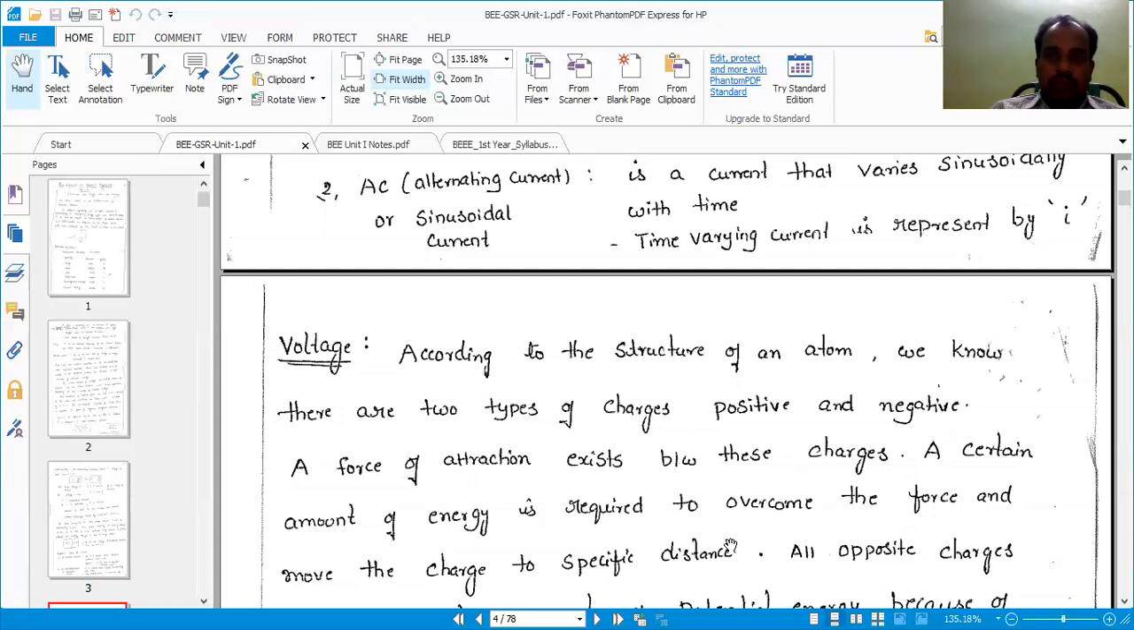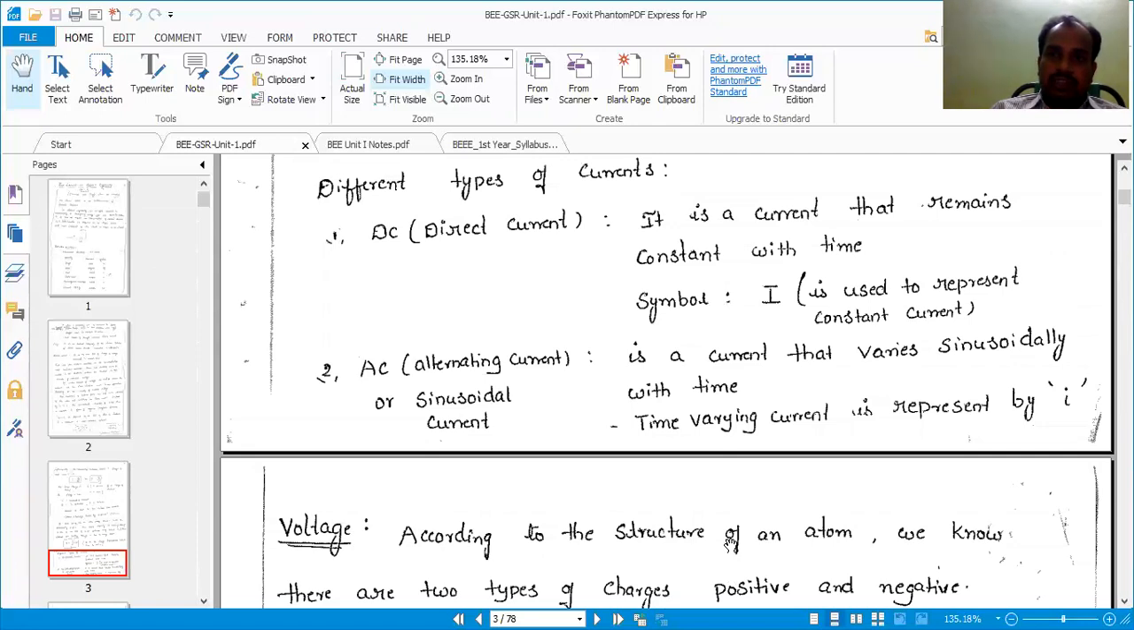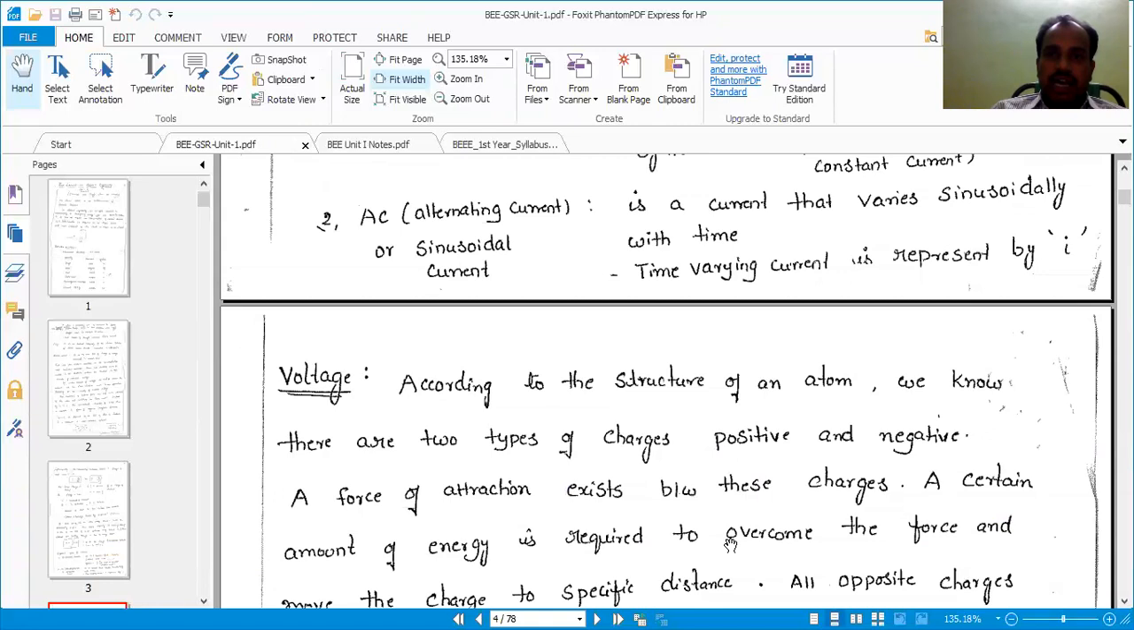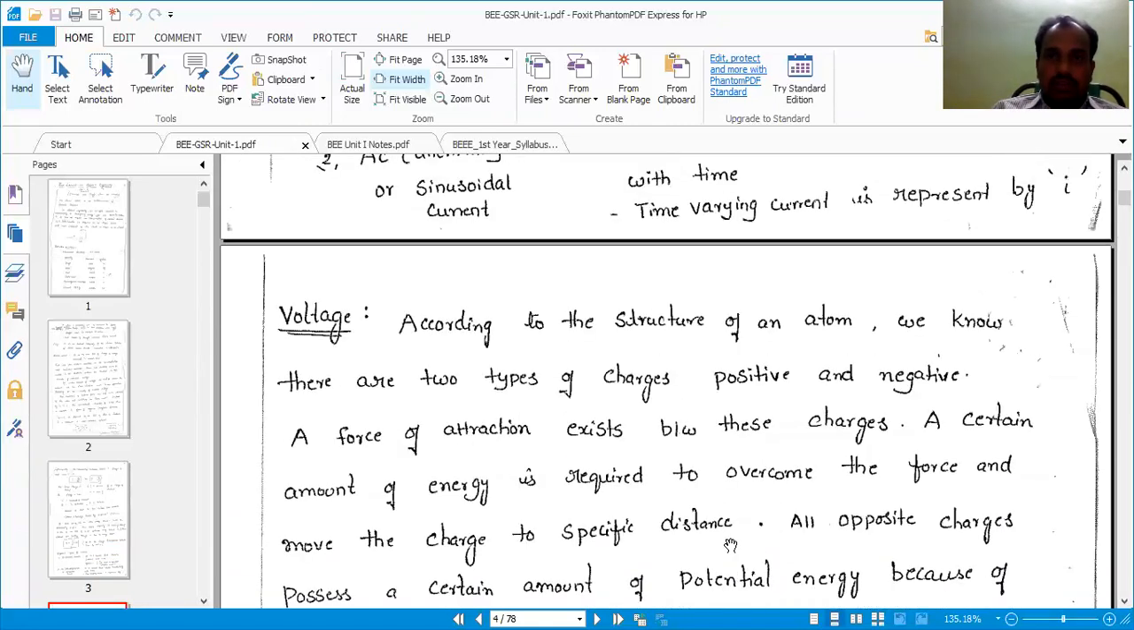There are two types of current: AC current and DC current. DC current is a current that remains constant with time. AC current, alternating current, is the current that varies sinusoidally with time.